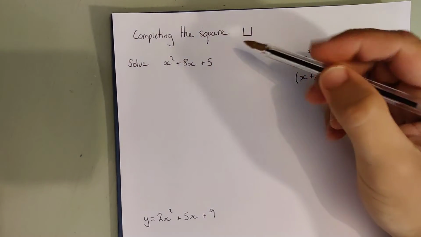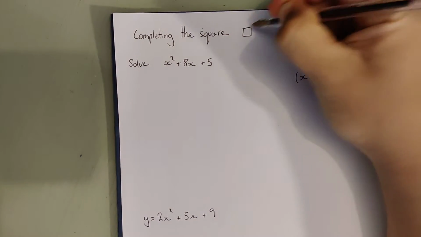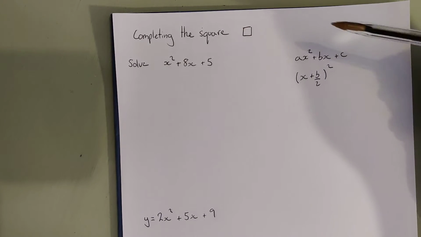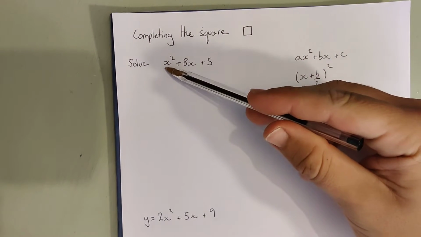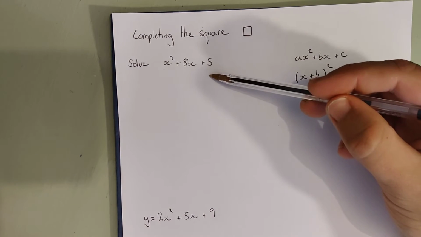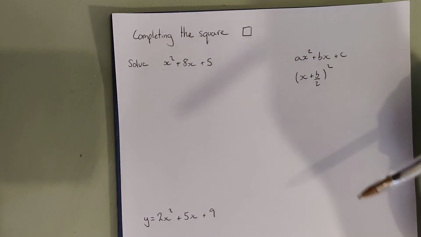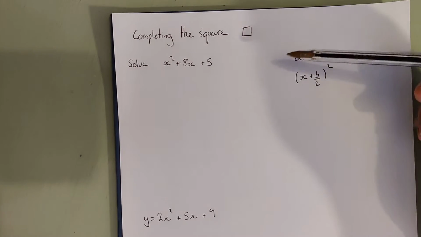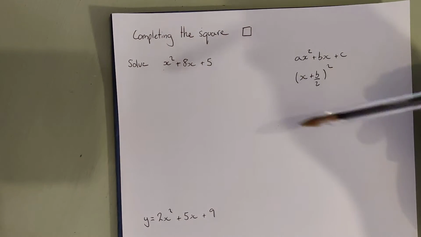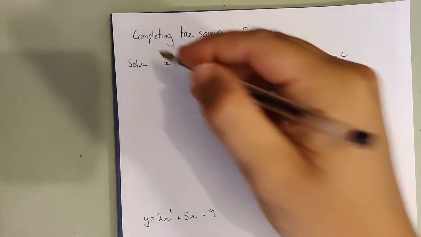Alright guys, this is completing the square, and it's the last way of solving quadratics. So if you were asked to solve something like this, hopefully it would ask you to complete the square. You might even try the other methods that don't work, and you'd be left with this as a last resort.